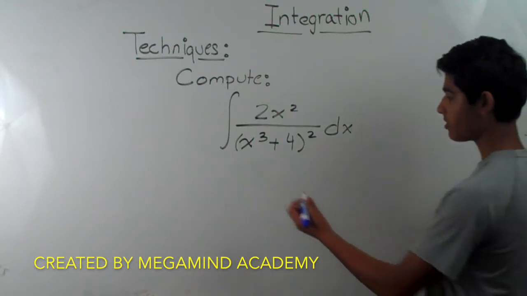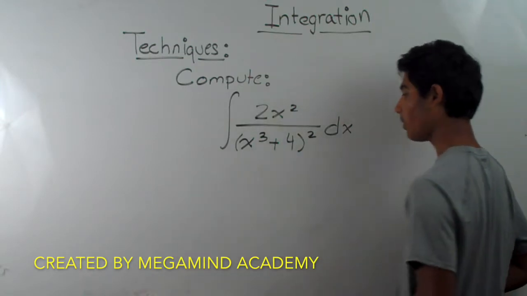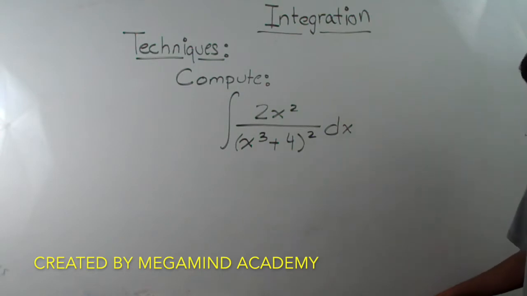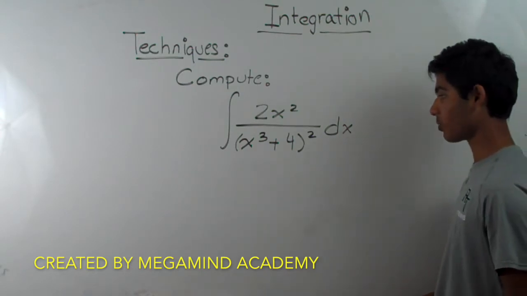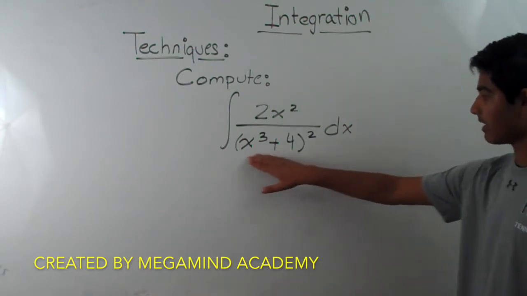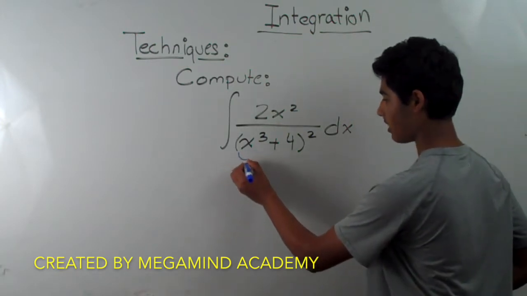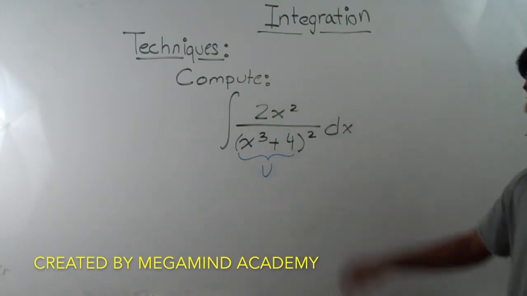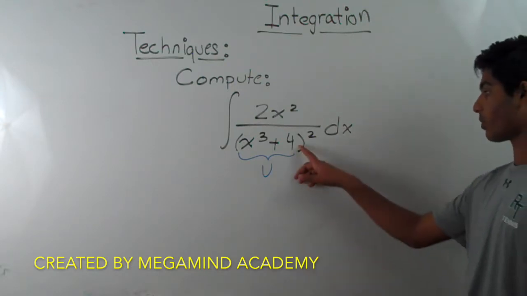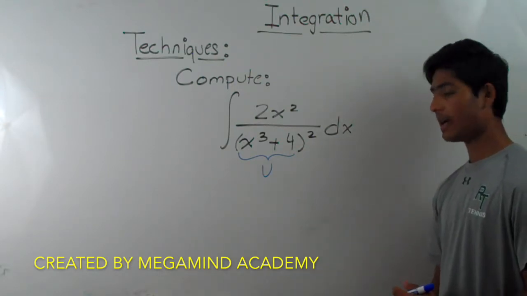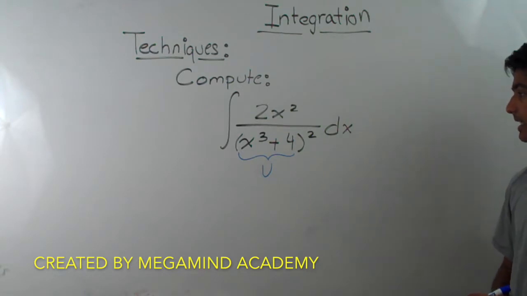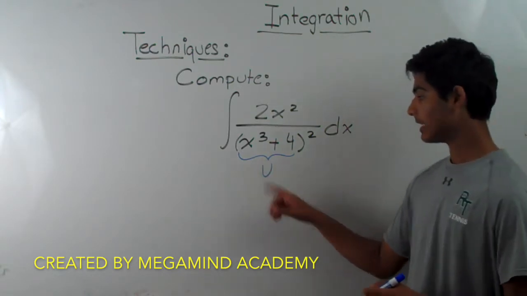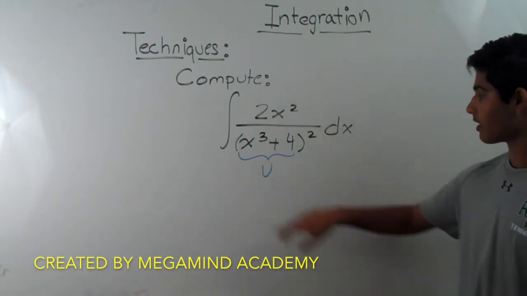Now, let's say we used u-substitution. What would we put as u? Well, to make u-substitution work, we need to have this whole thing, whatever's all inside the parentheses, be u. That way we can just have u squared in the denominator and not have to worry about the 4.